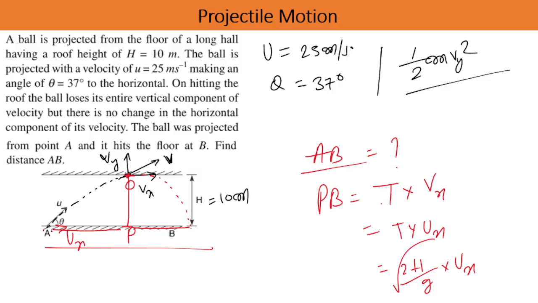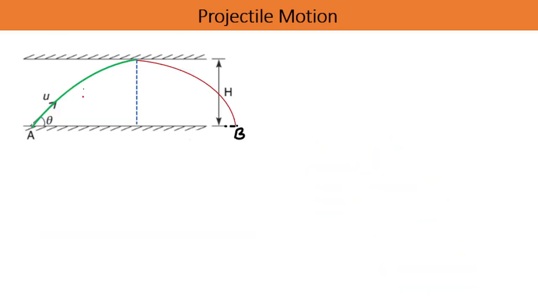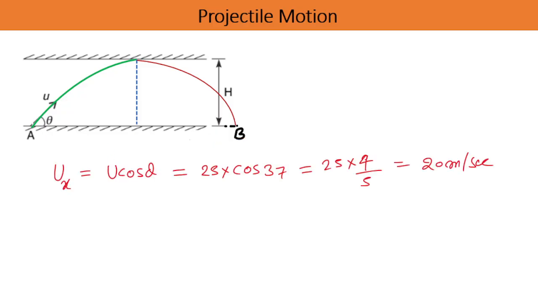The trickier part is calculating AP. So let's see how we can calculate AP. Our motion will look something like this. I've called this P. We have to calculate AP and PB. Let's deal with it. So first, let's indicate Ux, Uy. What is Ux? Ux will be 25 cos 37. You should know the value of cos 37 in general. So this is 4 by 5, and so 20 meter per second.